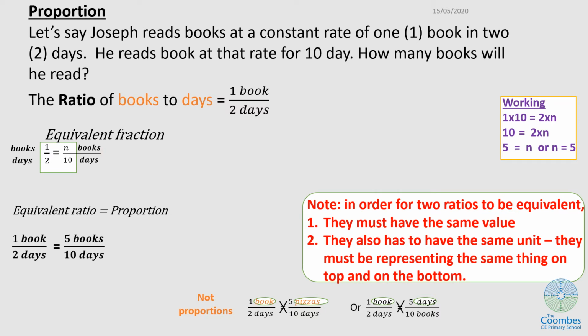So I can now write the equivalent ratio, which is the same as saying my proportion. If Joseph can read one book in 2 days, that means in 10 days he will read 5 books.